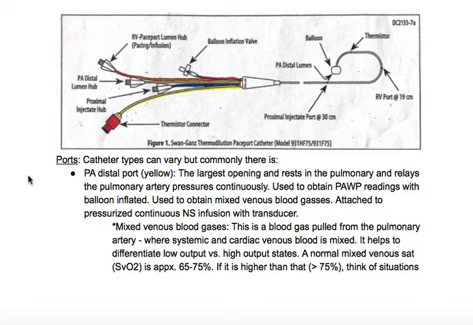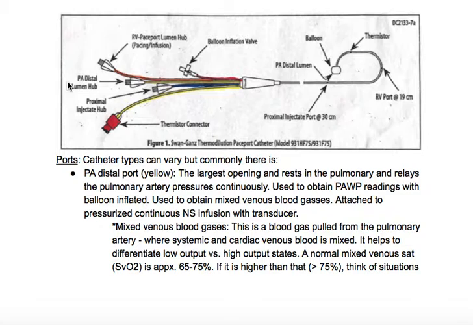First off, we're going to go over the PA, the pulmonary artery distal port, which is our yellow port here. There are 2 yellow ports. You can see at the bottom there's the thermistor connector, but that's not the one I'm talking about. I'm talking about the other one that's labeled PA up here, distal lumen hub. This is the largest opening, and it rests in the pulmonary artery and relays the pulmonary artery pressure continuously. So this is the port that we use to obtain a wedge.